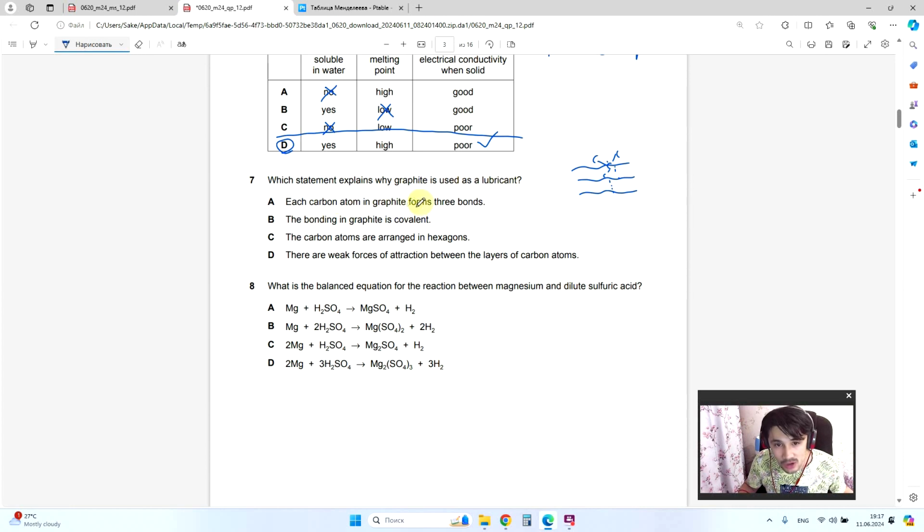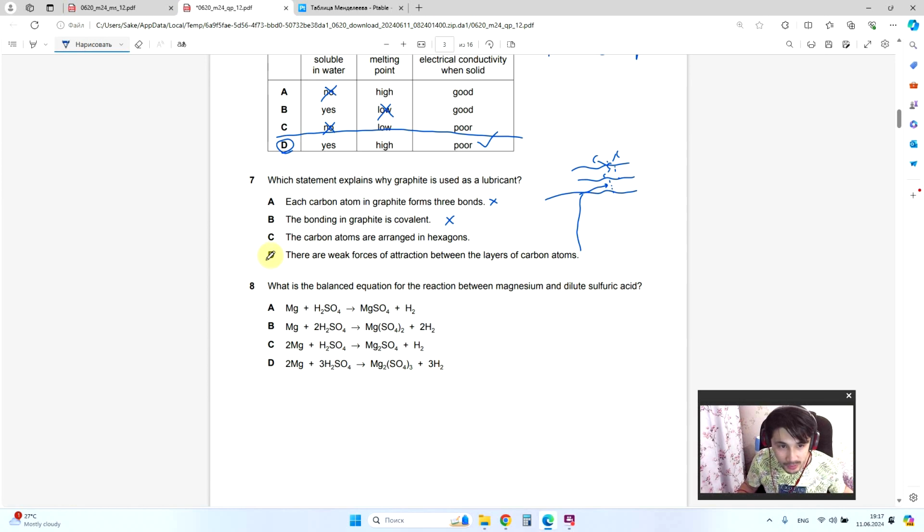So each carbon atom in graphite forms 3 bonds. No, it is true, but it doesn't explain why it's a lubricant. The bonding in graphite is covalent. Yep, but again, it doesn't explain why this substance is a lubricant. So we need to find something that addresses the weak forces between layers. So carbon atoms are arranged in hexagons. Yes, but they are still talking about one single layer. There are weak forces of attraction between the layers of carbon atoms, and that is our option.